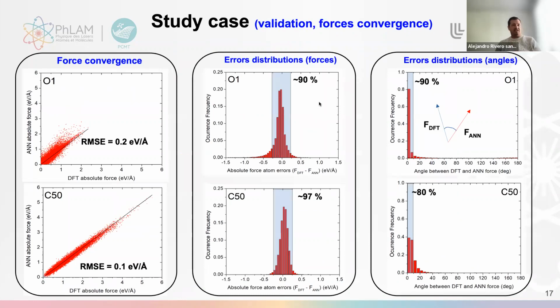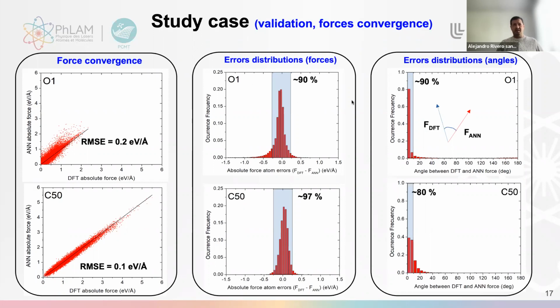Also, you need to check if the forces are well predicted, and for this reason, we select one atom of the oxygen molecule and one atom in the surface, in the topmost layer. Here I represent the correlation between the force calculated by the neural network and the force calculated by DFT. We can see that the correlation is correct. We have an average error around 0.2 electron volt per angstrom. That is a very good result.